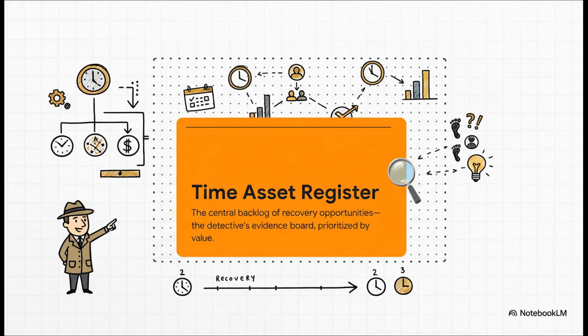All these valuable clues get tracked in one central place, the time asset register. This is basically the detective's evidence board. It's a prioritized list of every single recovery opportunity, showing exactly what it's worth, who is in charge of it, and what its status is.